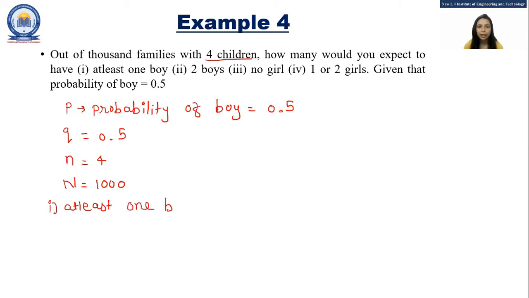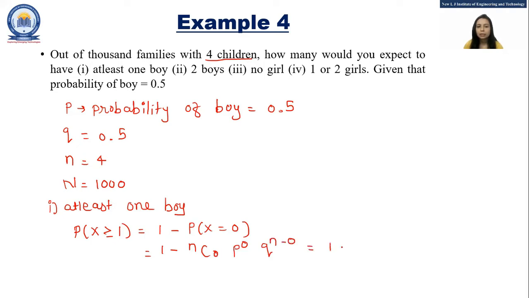How many families have at least one boy? First let's find the probability for at least one boy, that is x greater than or equal to 1, and that is equal to 1 minus P of x equals 0. So 1 minus nC0, P raised to 0, Q raised to n minus 0. That is equal to 1 minus 4C0, 0.5 raised to 0 into 0.5 raised to 4, and that is equal to 0.9375. So this is the probability for at least one boy.